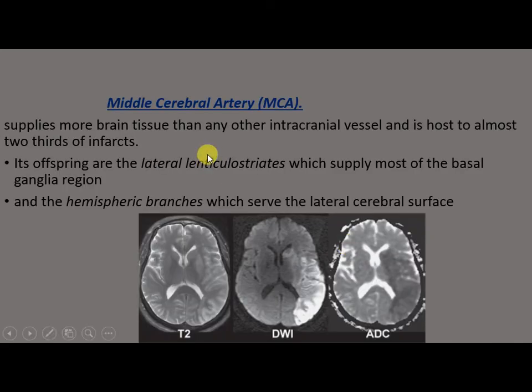The most important one is the middle cerebral artery. It supplies more brain tissue than any other intracranial vessel and is the host to almost 2/3 of infarctions. Its branches are the lateral lenticulostriate, which supply most of the basal ganglia, and the hemispheric branches, which serve the lateral cerebral surface. This is an example of middle cerebral artery infarction, as we see previously. This is the cortical branch, which, as we said, supplies the lateral cerebral surface.